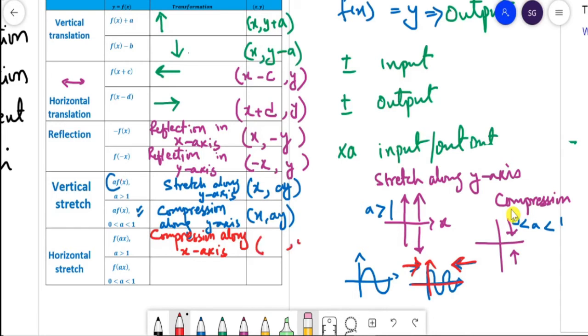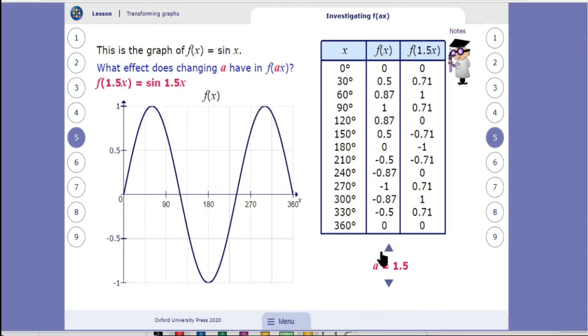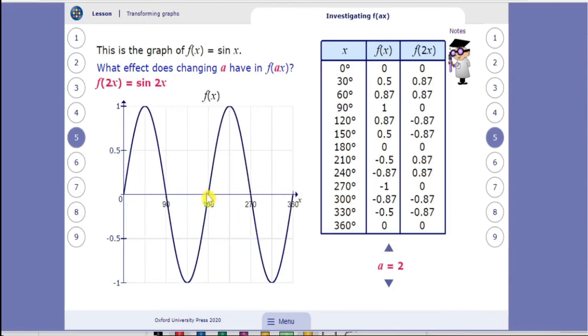So what happened? The y values remain the same and the x values are now being divided by this stretch factor. Whatever that number a is, you're dividing by that number. As you can see, this is the original graph. Now the wavelength is being divided. Just keep track of this point where it completes its one wave. This distance is being divided by that number.